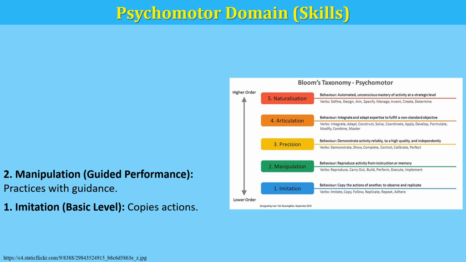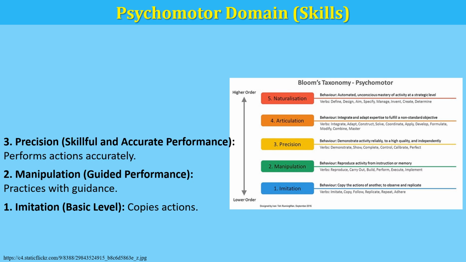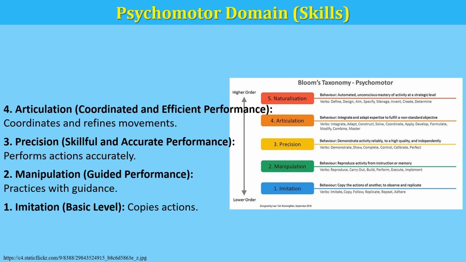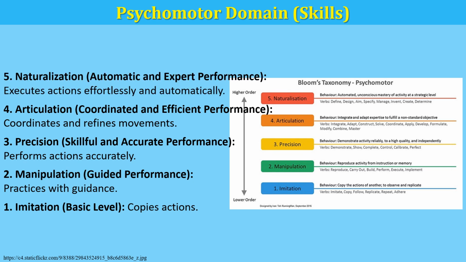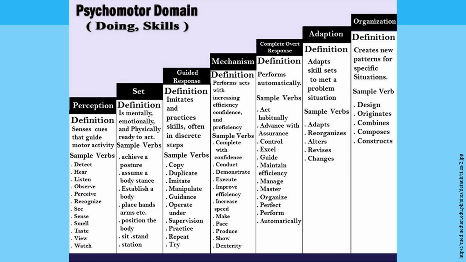Manipulation: a junior programmer practices writing functions with the help of code review and mentoring to improve their coding skills. Precision: debug code to fix specific issues precisely, ensuring the application functions correctly across all scenarios. Articulation: a developer integrates multiple APIs into a project, seamlessly optimizing their interaction for performance. Naturalization: execute actions effortlessly and automatically, writing complex code efficiently and without error after extensive practice. Psychomotor domain: doing skills.